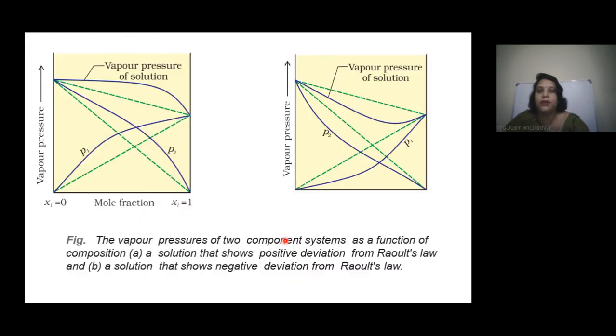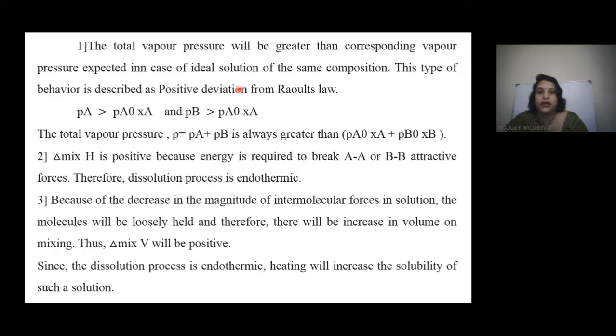Now this is the vapor pressure curve for the two component system. In this, the dotted line represents the ideal system, but the curves are showing deviation from the dotted line. This is positive deviation and in this there is a negative deviation. And at the molecular level, why does this happen? This happens because the ideal behavior has AA-BB interaction nearly equal to AB interaction. But the solutions which do not obey Raoult's law are called non-ideal solutions.